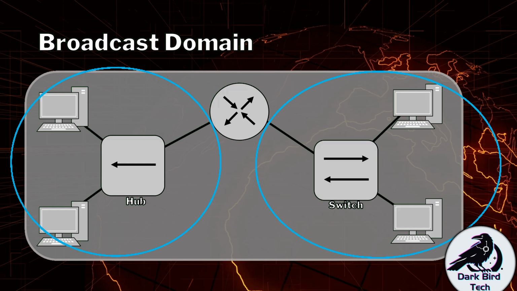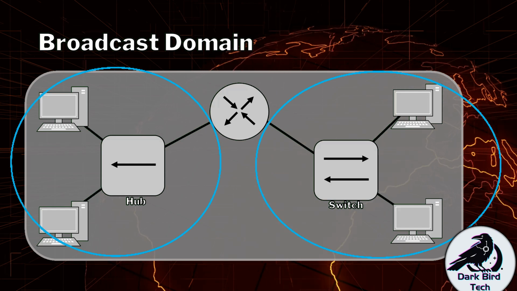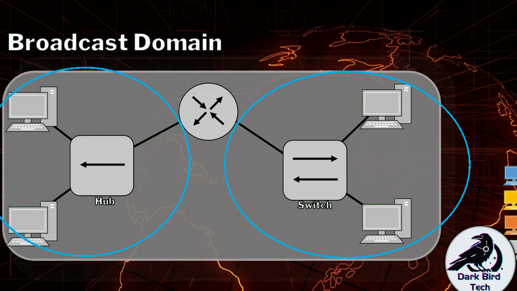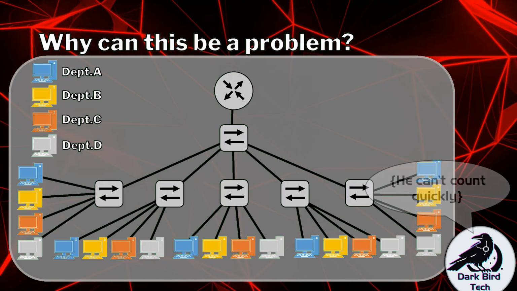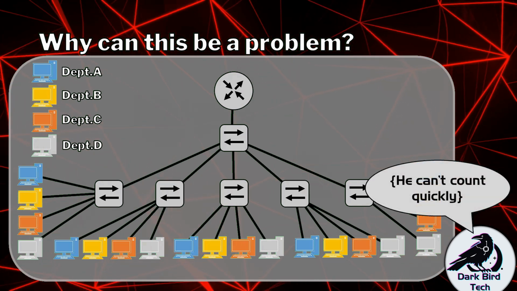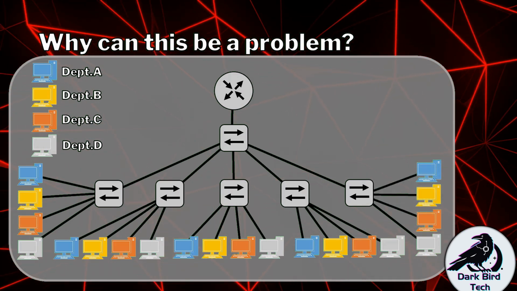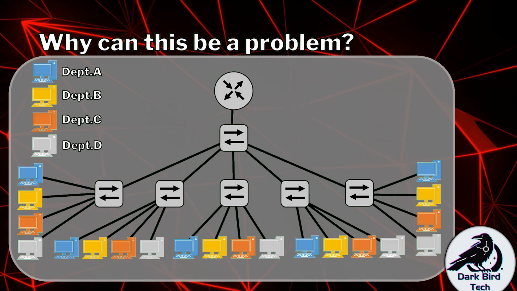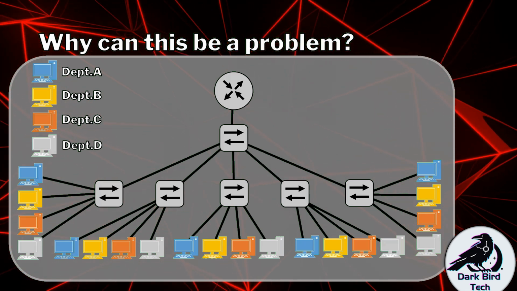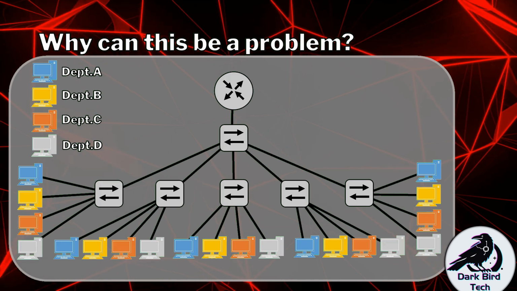Now, why is this such a problem? I mean, this network's pretty small and simple. Well, that's it. This network's small and simple. Let's scale this up a little bit. So we've got several switches and a router to act as a gateway for this LAN segment. But for whatever reason, we've decided to put 4 different departments on this set of switches.